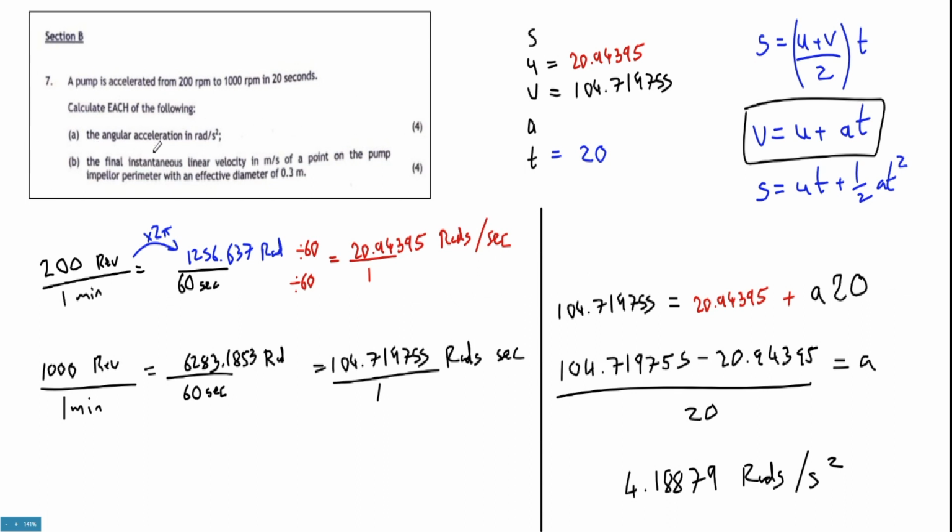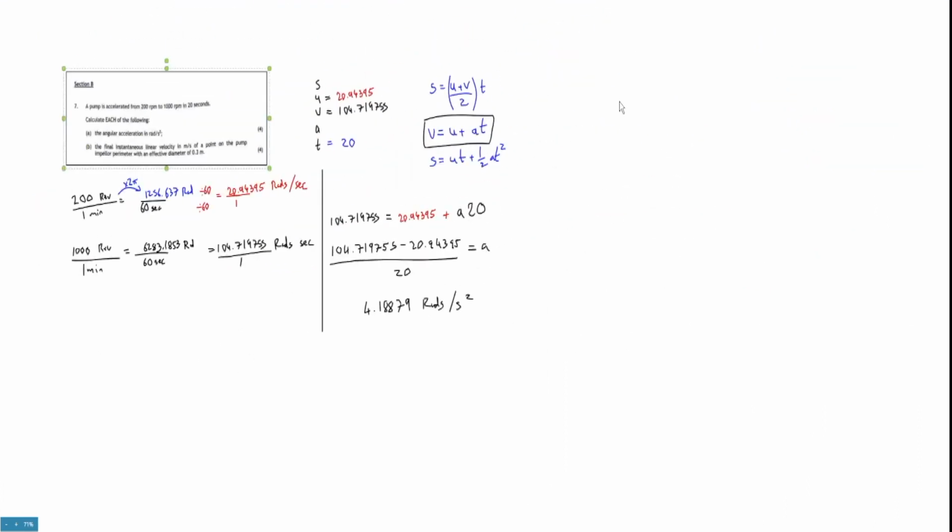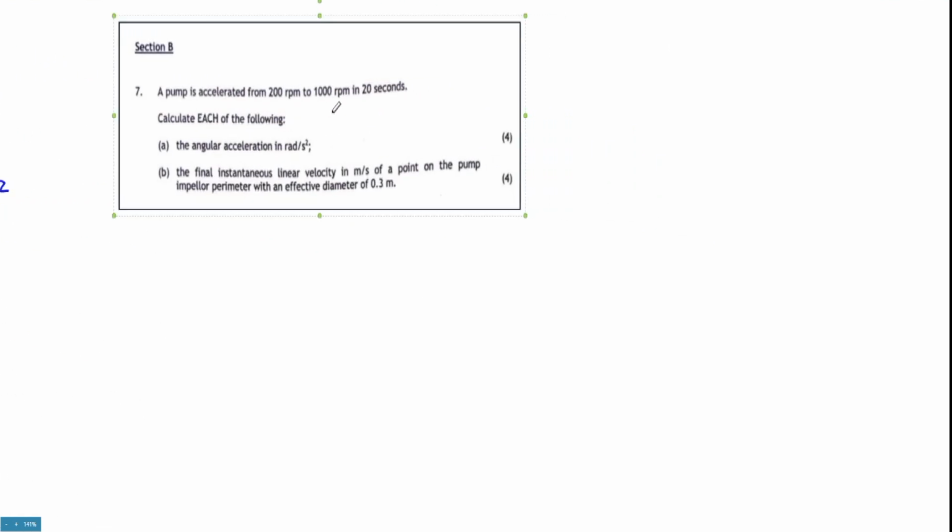The final instantaneous linear velocity of a point on the pump impeller perimeter with an effective diameter of 0.3. So looks like we're going to need some more space, and we're going to go back to the drawing board on this one. Literally, I'm going to draw it. So the final instantaneous linear velocity.